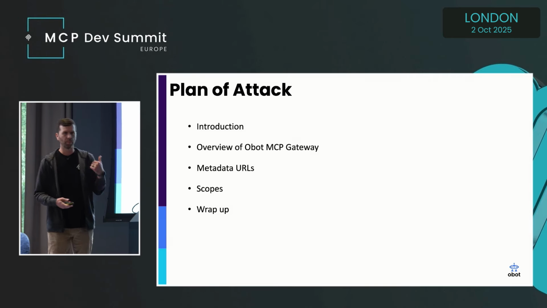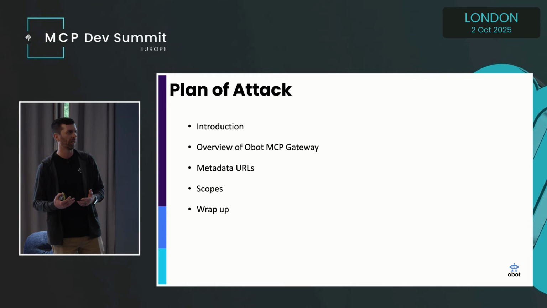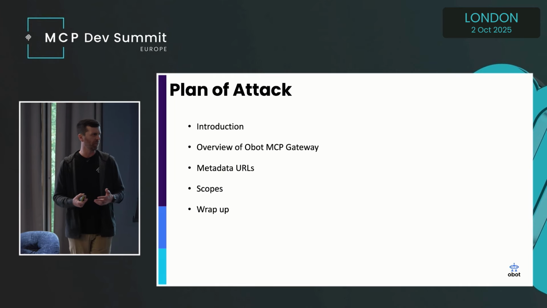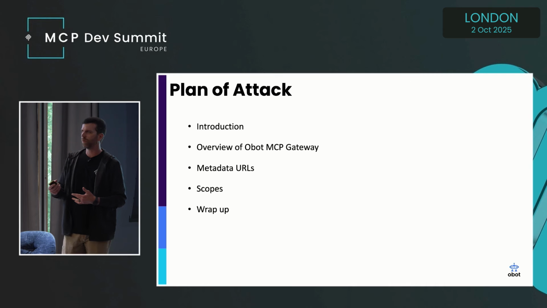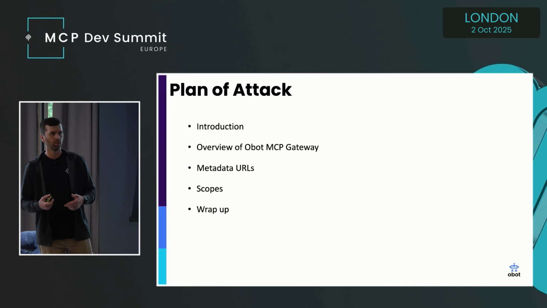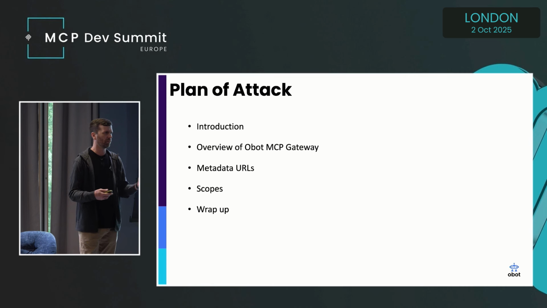So my plan of attack is just that. I'll give you a quick overview of the Obot gateway, what it looks like, and why it's a little bit different. I want to talk about the struggle we've had with metadata URLs, with scopes, and then lastly, just wrap up with some things that I probably don't have enough time to get into.